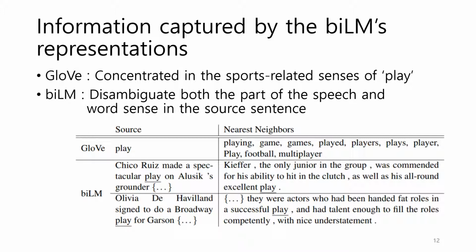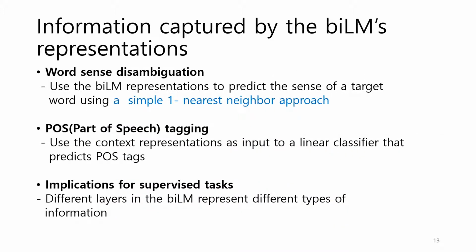And the bidirectional language model's input is a sentence. You can see that the nearest neighbors of bidirectional language model is also represented as a sentence. As explained on the previous slide, bidirectional language model senses the disambiguation of words. When the sentence is given, they can use the bidirectional language model representation to predict the sense of a target word by using a simple one nearest neighbor approach.